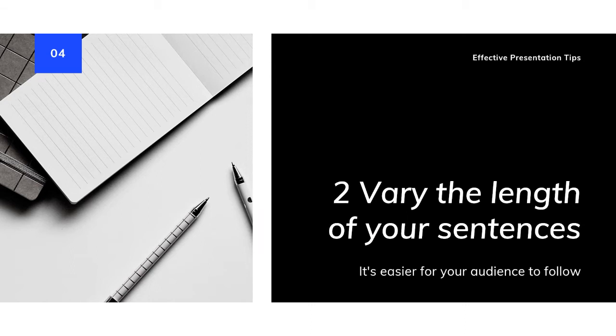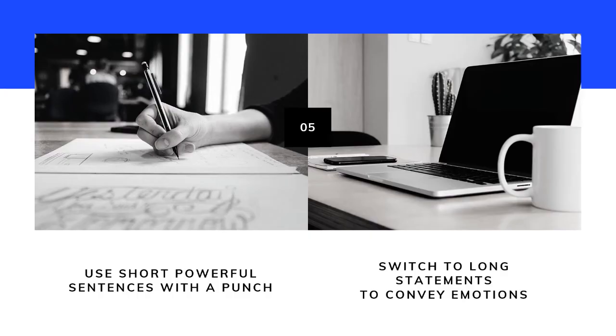The second suggestion is, vary the length of your sentences. Whenever possible, do not speak continuously in long sentences. Wherever possible, cut down the sentences and make them short. If longer sentences are required, you can do that. Always your audience should find it very easy to understand your sentences and the way you speak. That is the second suggestion.